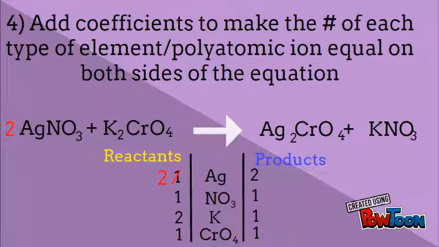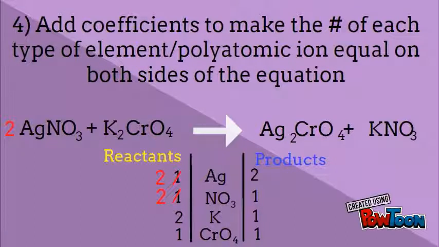Since the Ag is next to the NO3, this also causes the NO3 to have 2 on the reactant side of the chart. Since there is now a 2 on the reactant side for NO3, we must put a 2 on the product side for NO3 as well. Therefore, the 2 goes in front of KNO3.